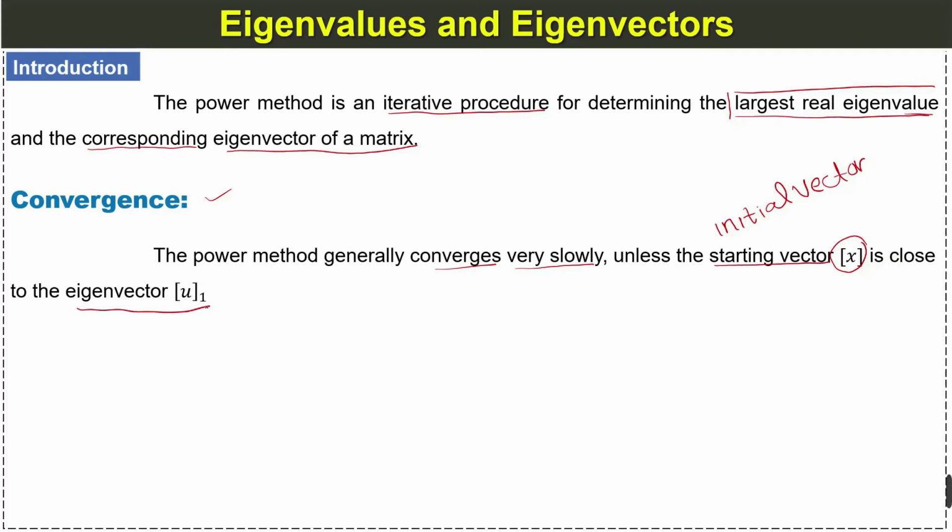Okay, so this means the basic power method will converge faster toward the largest eigenvalue and the corresponding eigenvector only when the starting vector or the initial vector is close to the eigenvector, that is u1. Otherwise, it will converge very slowly.